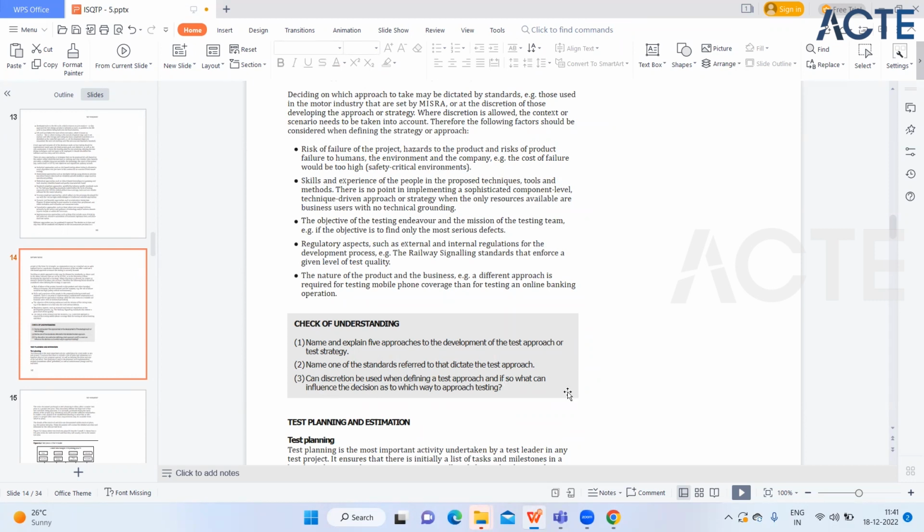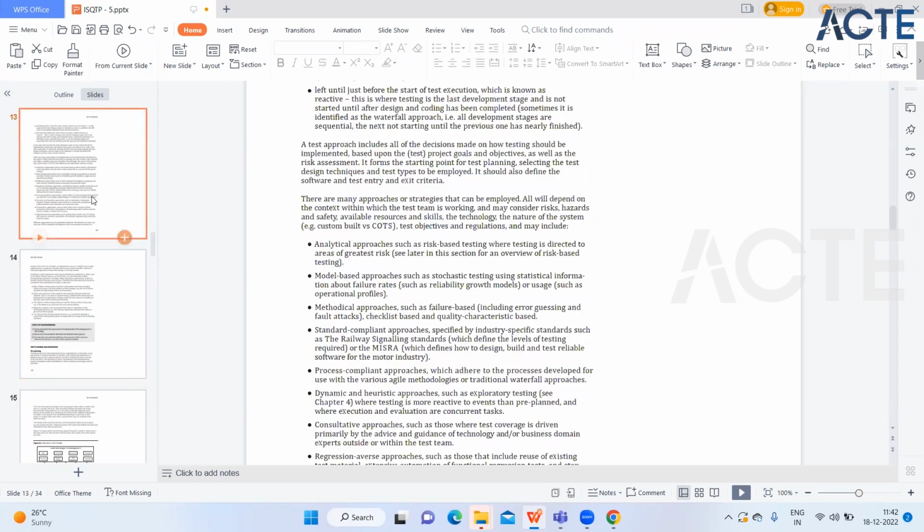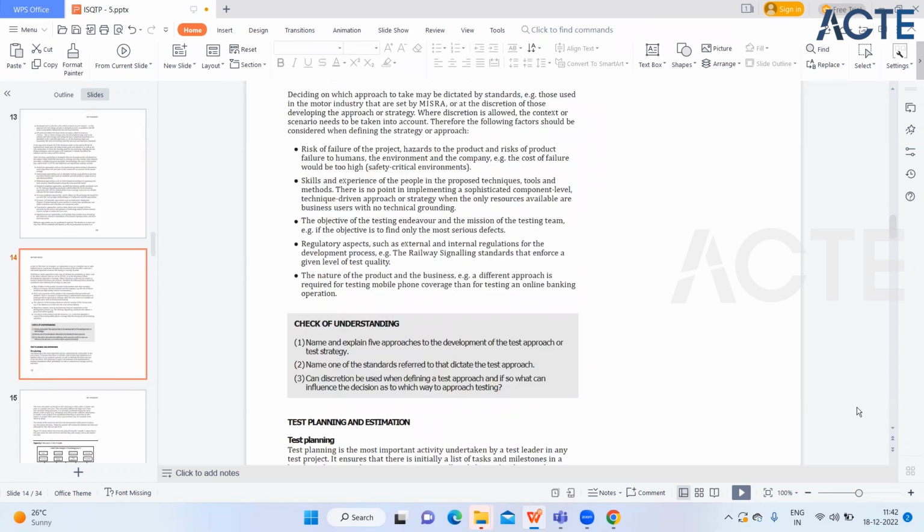Now, can discretion be used when defining a test approach? And if so, what can influence the decision as to which way to approach testing? This kind of question is just for understanding. In this, you will get optional questions, not ones where we have to explain everything. So just read it one more time when you get time. Just remember these names so that you can choose the right answer.